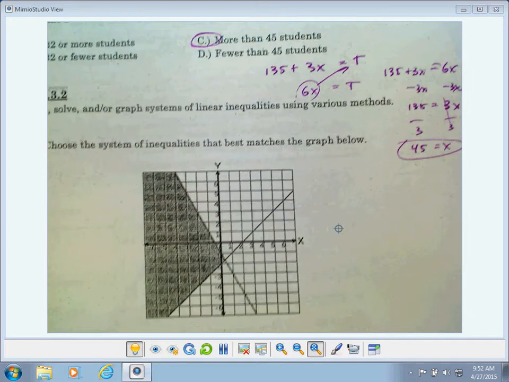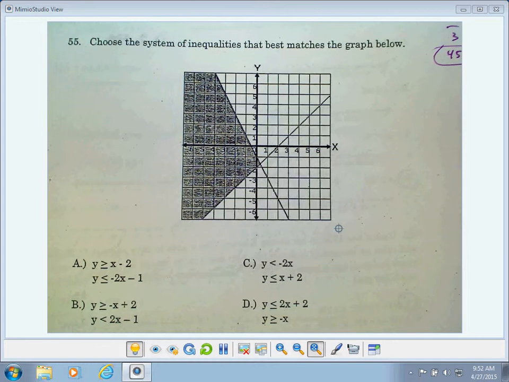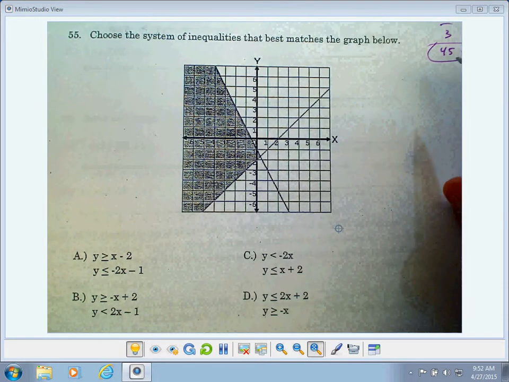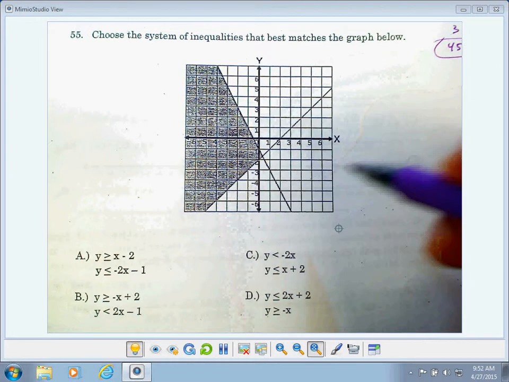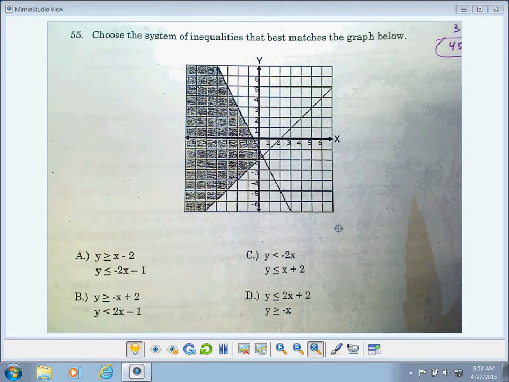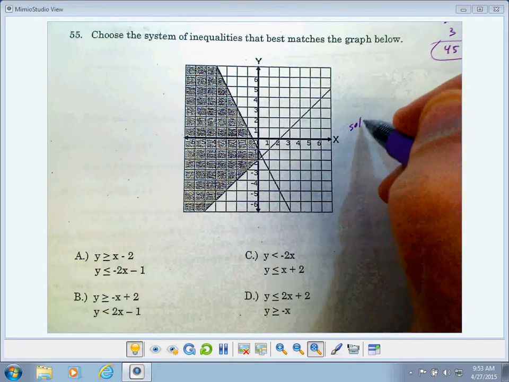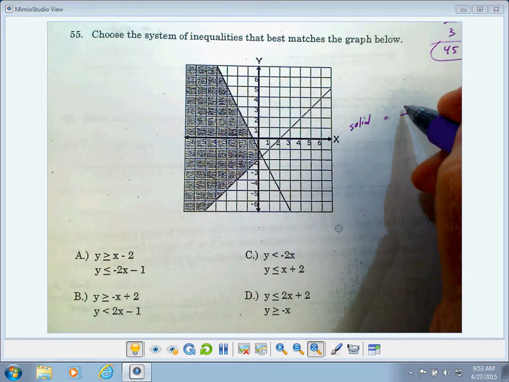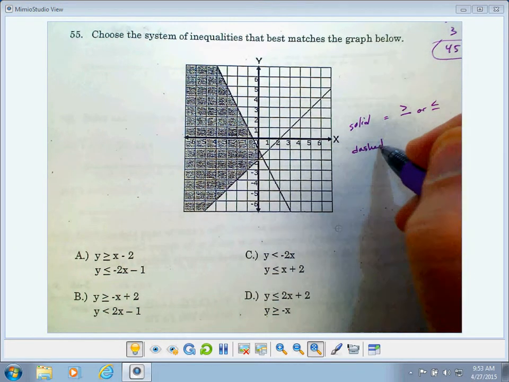Alright, so number 55 gives us a graph. These are great because they test your ability to read a graph and match it up to an inequality. So here's what I see. I see two solid lines here, which tells me that both inequalities have to have an equal to, because solid lines mean an equal to, whereas dashed mean regular.